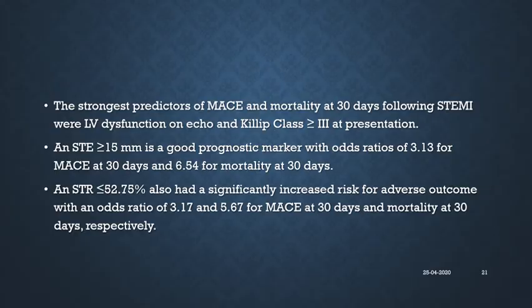The strongest predictors of MACE and mortality at 30 days following STEMI were LV dysfunction on echo and Killip classification greater than 3 at presentation. An STE of 15 mm is a good prognostic marker with an odds ratio of 3.13 for MACE at 30 days and 6.54 for mortality at 30 days. An STR less than 52.75 also had a significantly increased risk for adverse outcome with an odds ratio of 3.17 for MACE and 5.67 for mortality at 30 days.